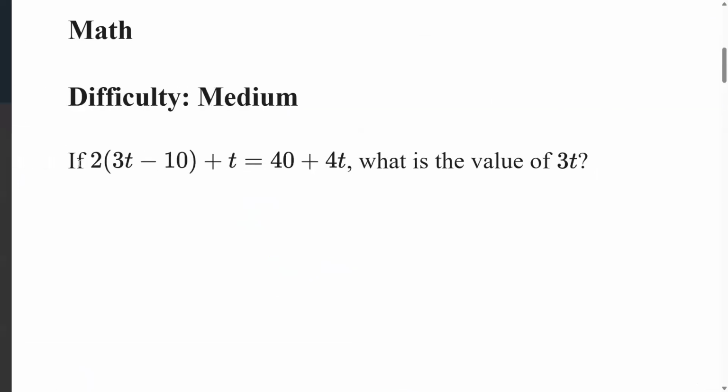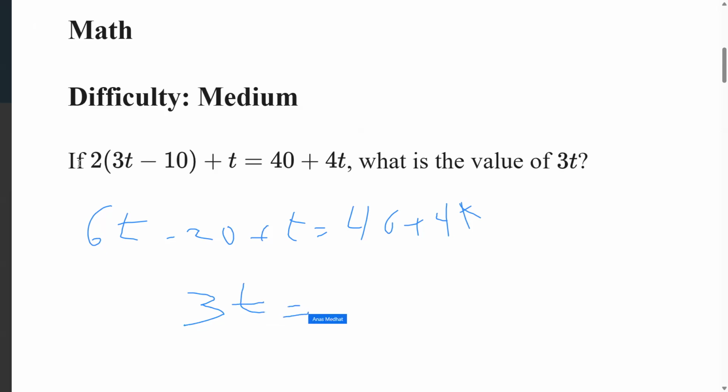What's the value of 3t? Let's solve it. 60 minus 20 plus t equals 40 plus 40. 70 minus 40 is 3t. 40 plus 20 is 60. It is equal to 3t is equal to 60.